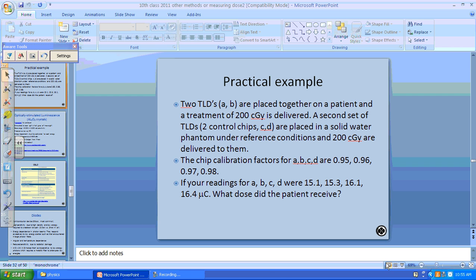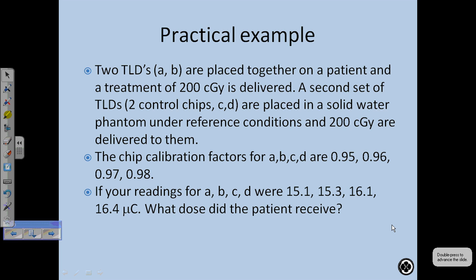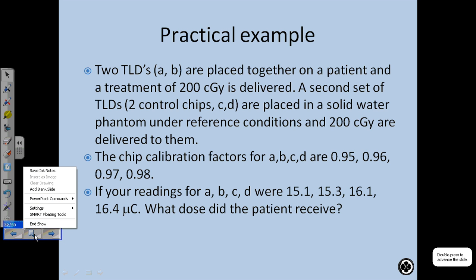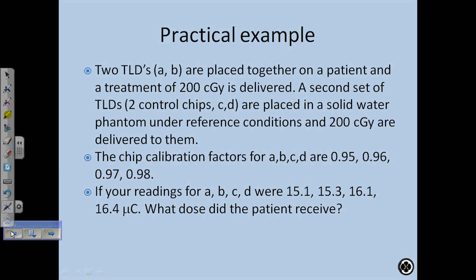Yeah, you're right. So how do you do it? You take those readings, and first you need to take reading A of chip A. Which ones are the patient chips? A and B. Okay, so reading A divided by the chip factor, I'm going to call it CF A, plus reading B divided by CF B, divided by 2.